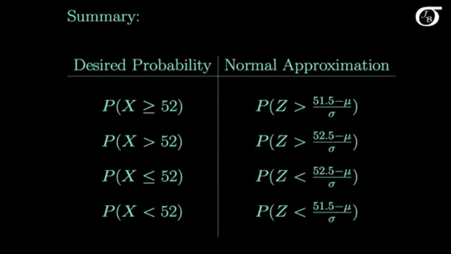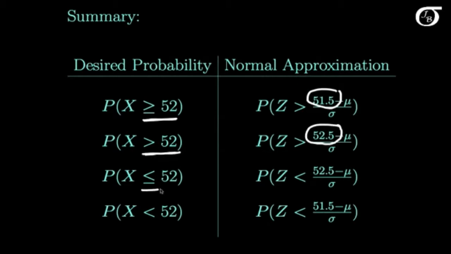So let's look at a summary of what we just did. If I want the probability that x is bigger than or equal to 52, then I want to include all of 52 and go right, which means I should start at 51.5. If I want the probability that x is strictly greater than 52, well, I'm going right, but I don't want to include any of 52, so I should start at 52.5.